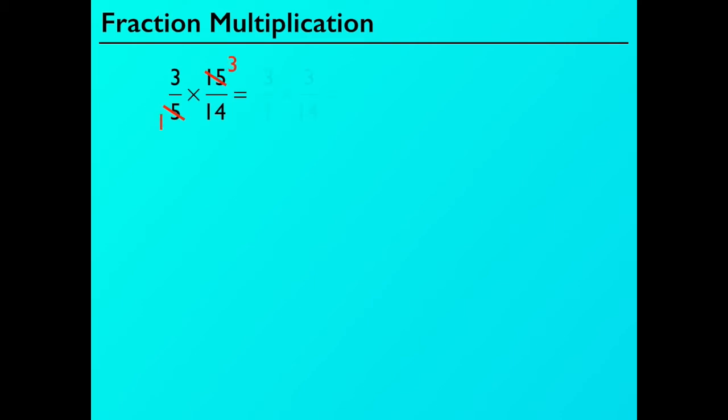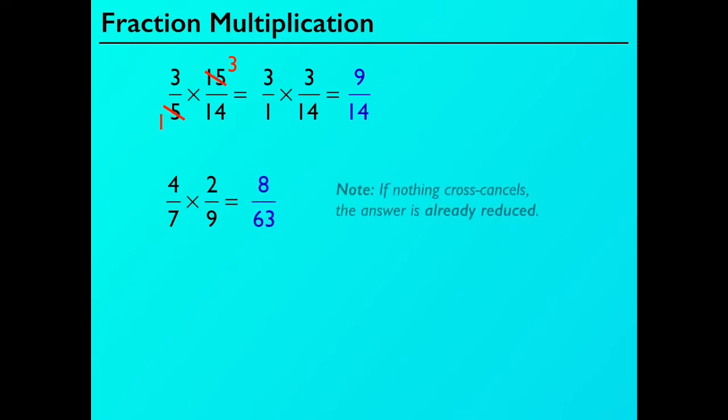So I can reduce the multiplication problem to 3/1 times 3/4. When we multiply fractions, we multiply the numerators. 3 times 3 is 9, and the denominators, 1 times 4 is 4. In this problem, 4/7 times 2/9, there is nothing we can really simplify, so we simply multiply the numerators. 4 times 2 is 8, and the denominator, 7 times 9 is 63.